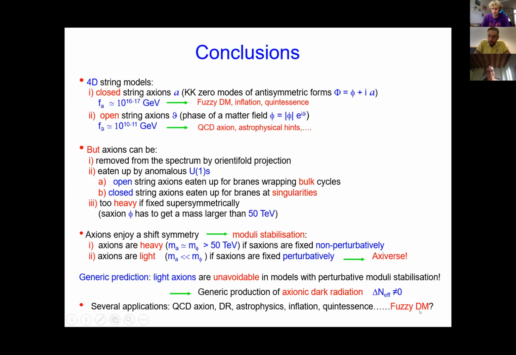And now using the things which I tried to review in the simplest possible way, Veronica will try to answer the question how natural it is from string theory to get exactly the right mass and decay constant that you need to get 100% of fuzzy dark matter.